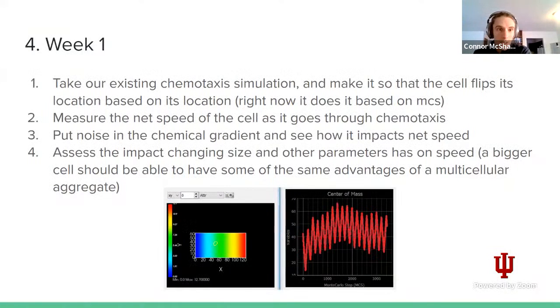So to begin, taking an existing chemotaxis simulation and measuring the net speed as it goes through chemotaxis, testing, putting noise in the gradient, and then going ahead and assessing how changing the size of the single cell along with other parameters has on the speed, because that should kind of map on to the multicellular aggregate where the cells are smaller.